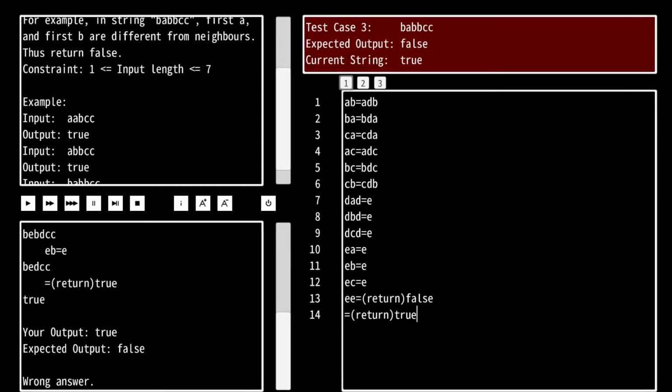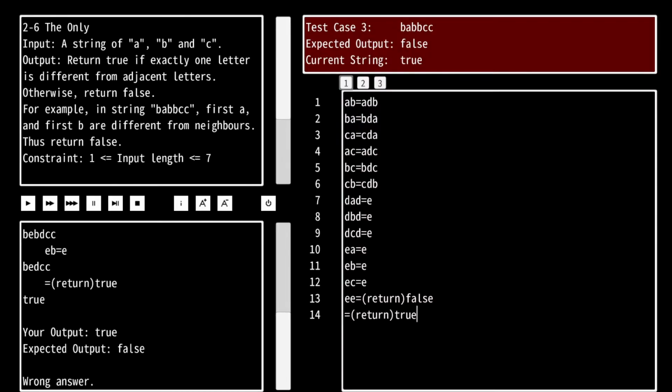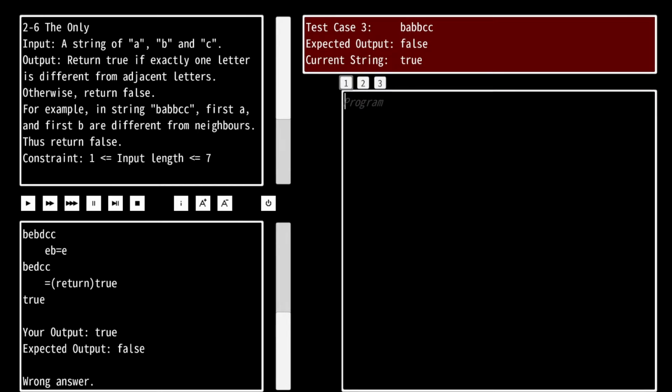I think the solution is to just append a D to the start of the list, but I can't think of a way to do that. Am I missing something? No. Here, let's scrap this. Return true if exactly one letter is different from adjacent letters.